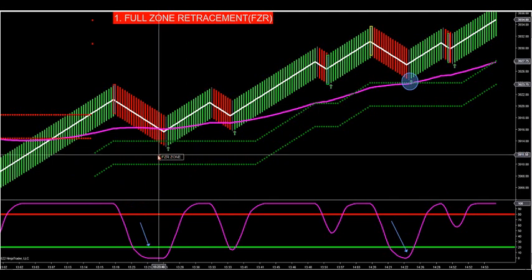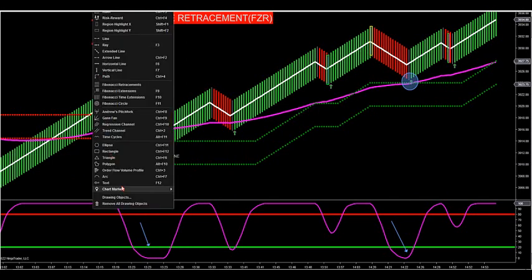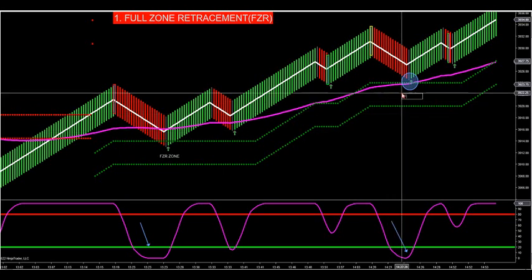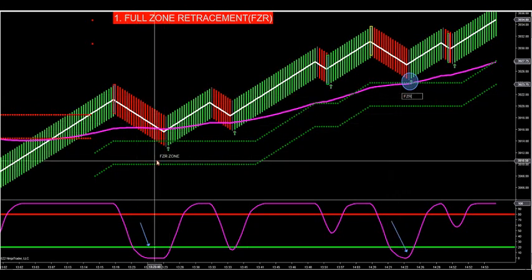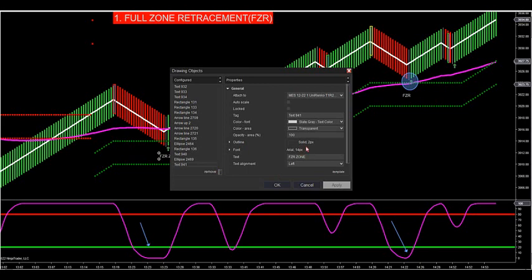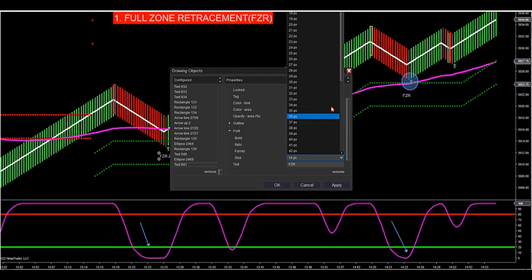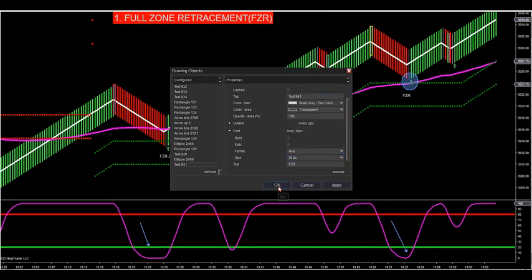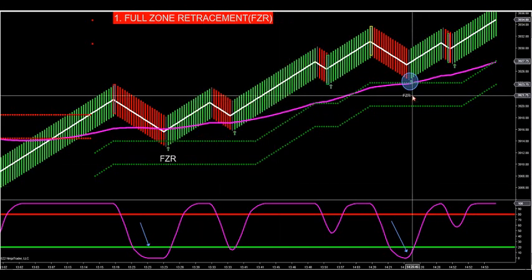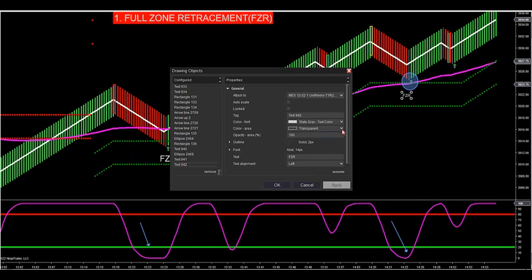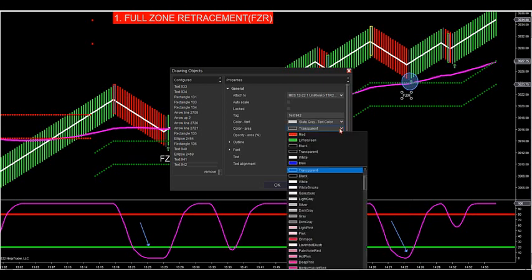So that's an FZR zone or FZR trade, just call it FZR. That's when you're getting inside of the zone or at the zone and penetrating the zone, but no opposite color dots appear before the arrow appears. So that lets you know that you have a full zone retracement qualified setup.